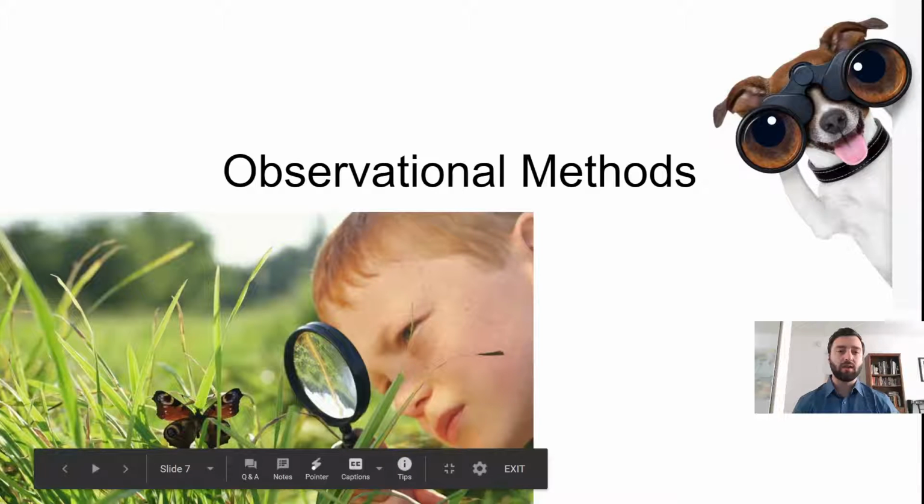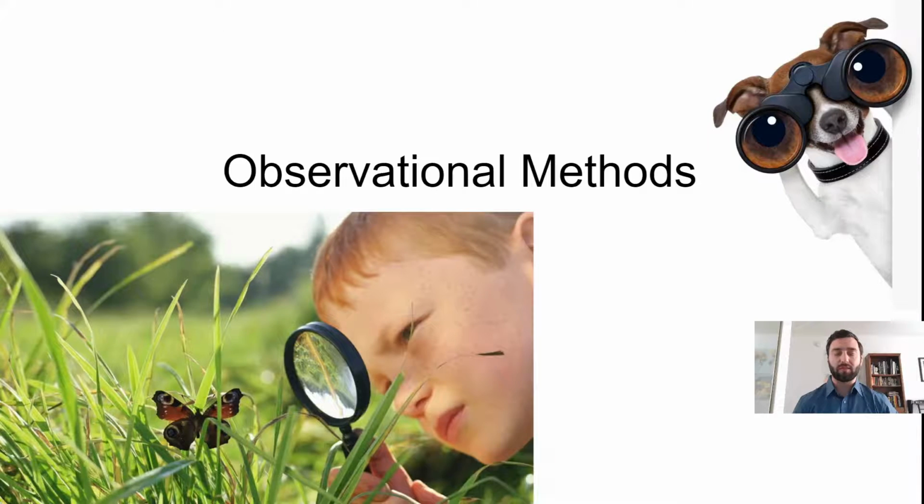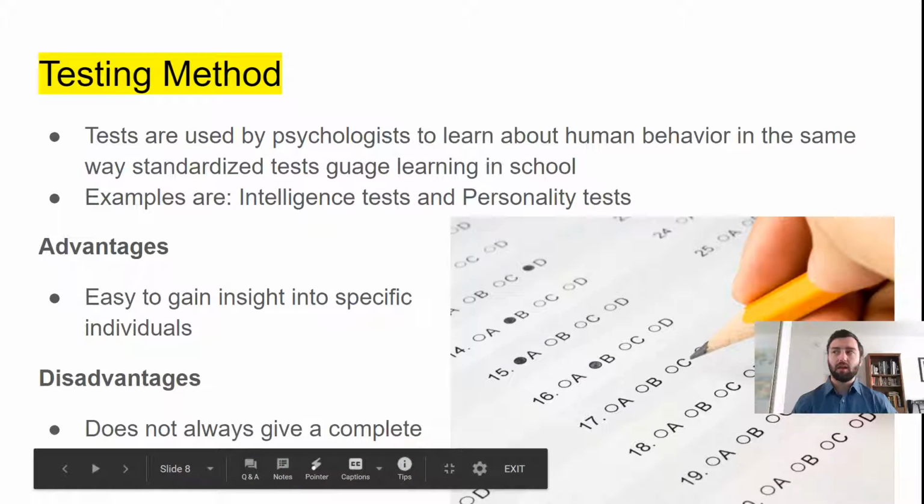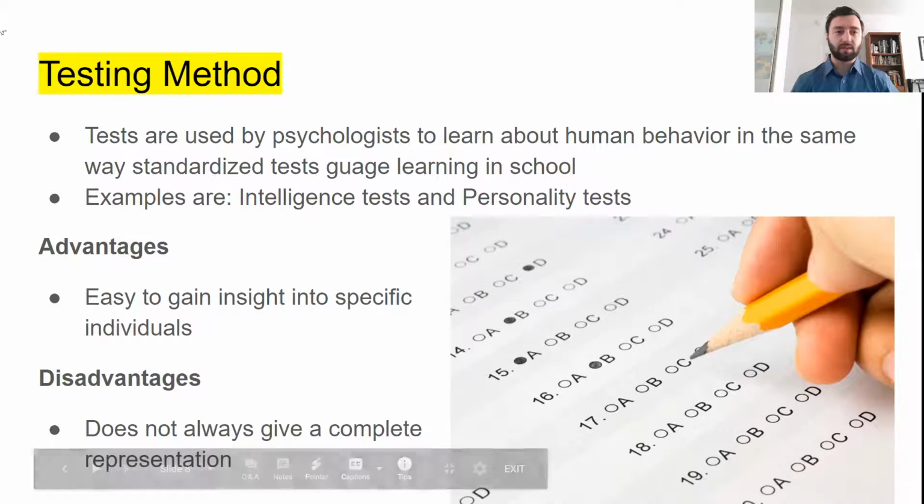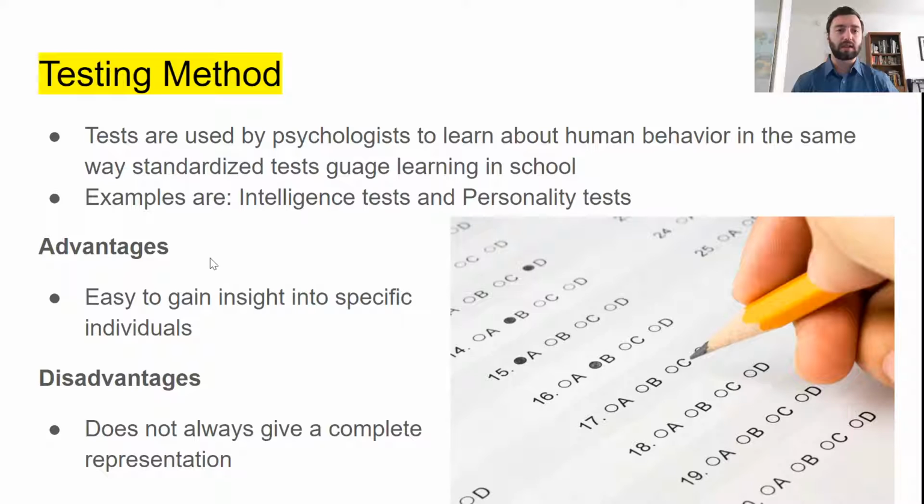This is Unit 1. Today we're going to be talking about a whole bunch of different methods that can be underneath what are considered observational methods. So our first one here is going to be what's called the testing method. Testing method is really simple. You guys have seen it a million times.